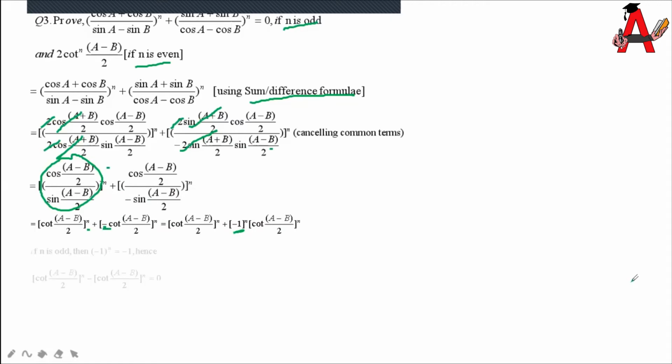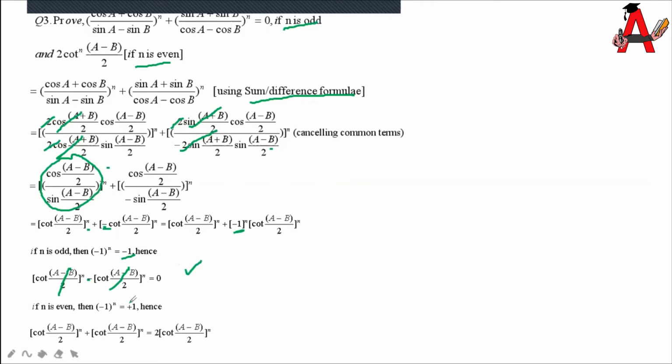Now, if n is odd, which means whenever there is an odd power of minus 1, minus 1 raised to 1, minus 1 raised to 3, it will be minus 1. So we can write that value as cot (A minus B) upon 2 raised to n minus cot (A minus B) upon 2 raised to n. So this cot and cot will get cancelled, you will get 0. Whereas if n is even, then this minus 1 will become plus, which means cot (A minus B) upon 2 plus cot (A minus B) upon 2 raised to n, which means it will be 2 cot (A minus B) upon 2 raised to n.